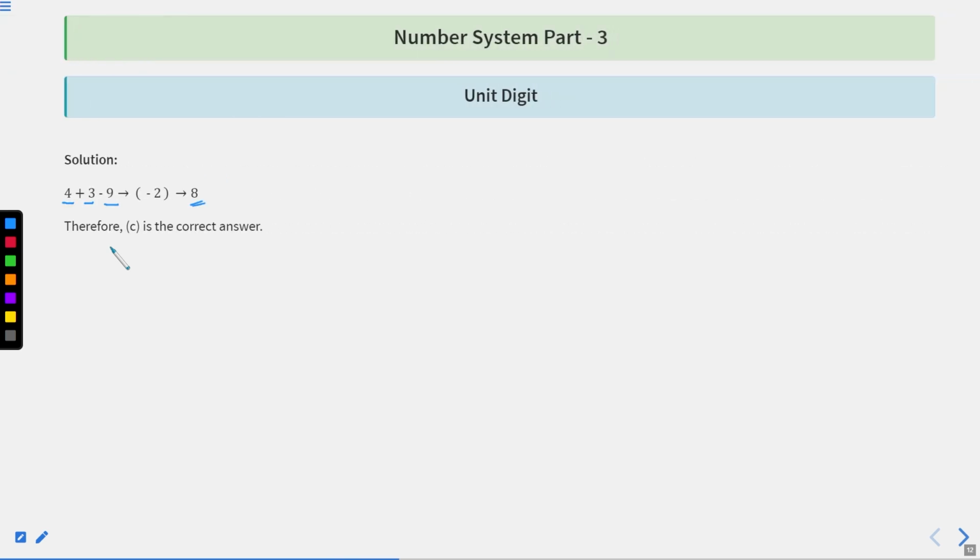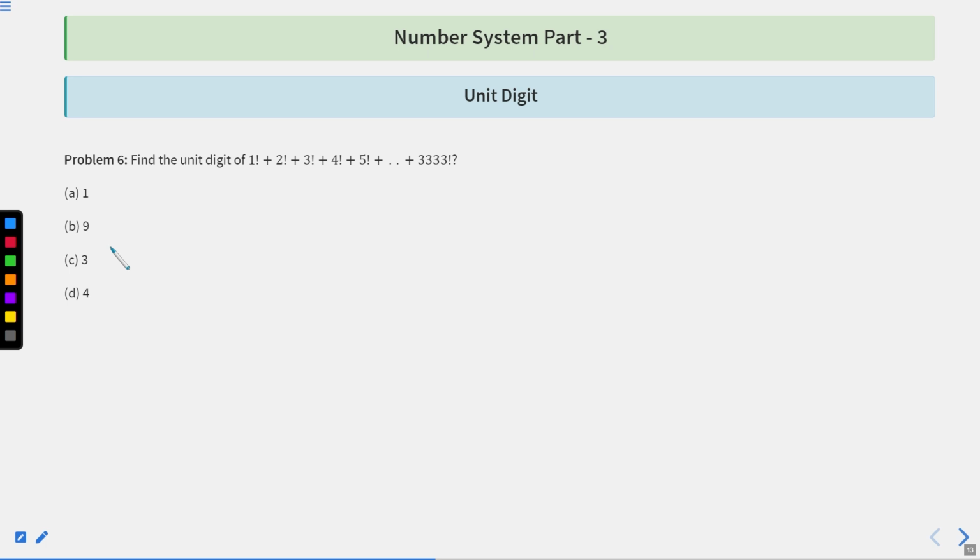All right, let us move ahead. Find the unit digit of 1 factorial plus 2 factorial plus 3 factorial plus 4 factorial plus dot dot dot, and it goes till 333 factorial. Okay, so how do you do it? Let's see a quick short trick. You have to just use your brain.